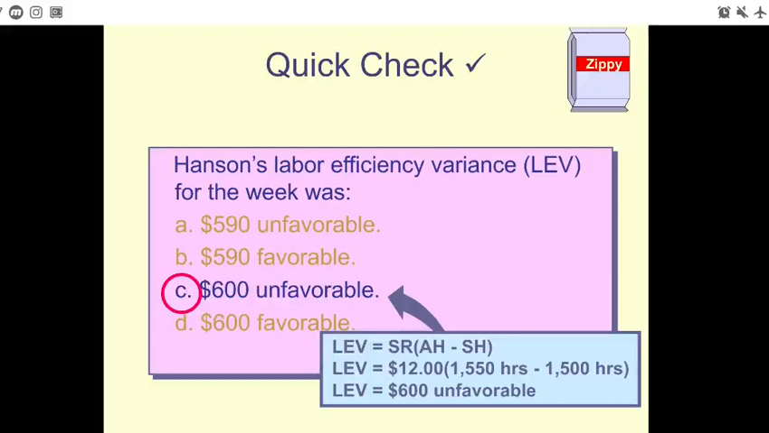Okay, the thing is like this. Let's say this is your business. According to your standard, to produce 1,000 units of ZPs, you have to use 1,500 hours only. That is the standard. But when the production is actually done, your business has used 1,550 hours. The actual production process uses more hours compared to the standard. So that's why the situation is called unfavorable.